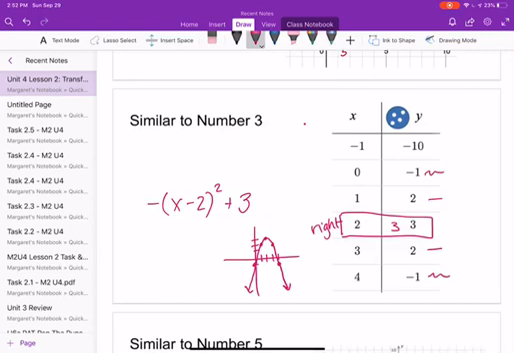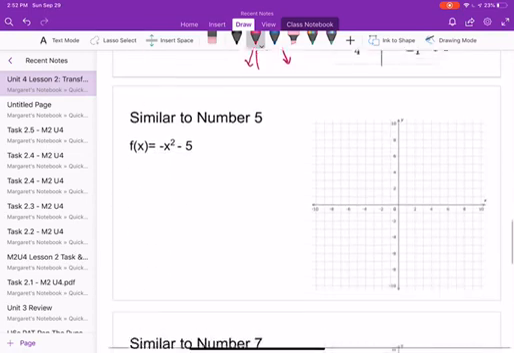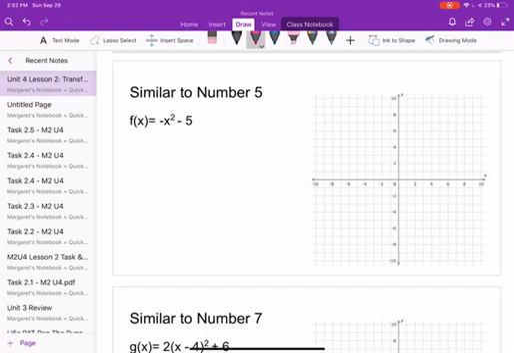You should be capable of doing numbers 1 through 4 now by yourself. So we're going to move on to look at number 5, where it asks us to graph the equation without technology.